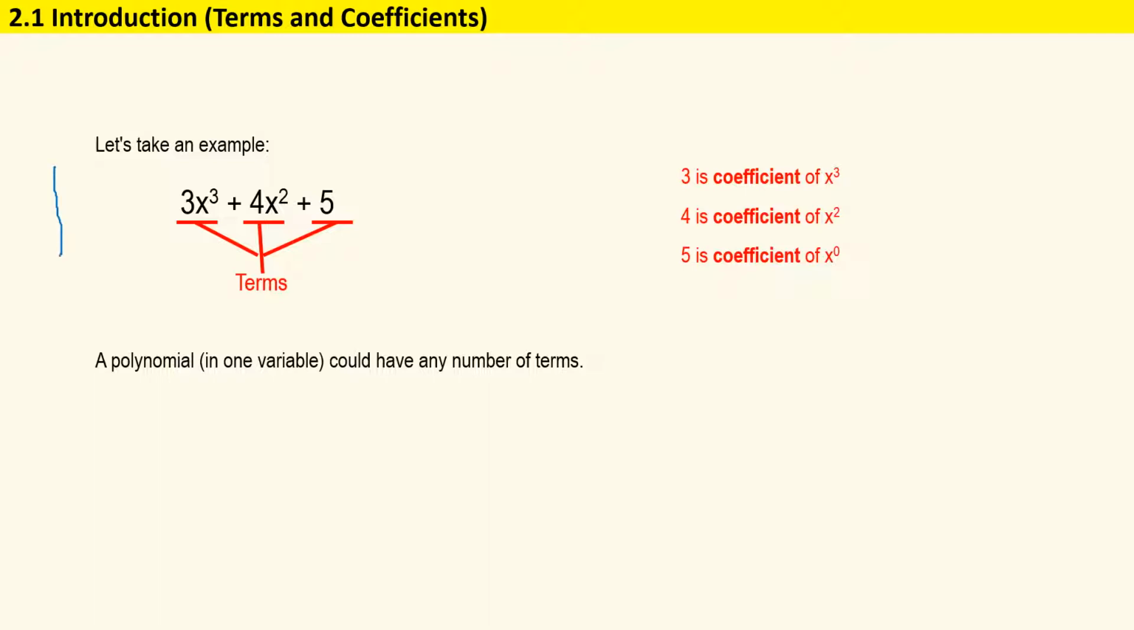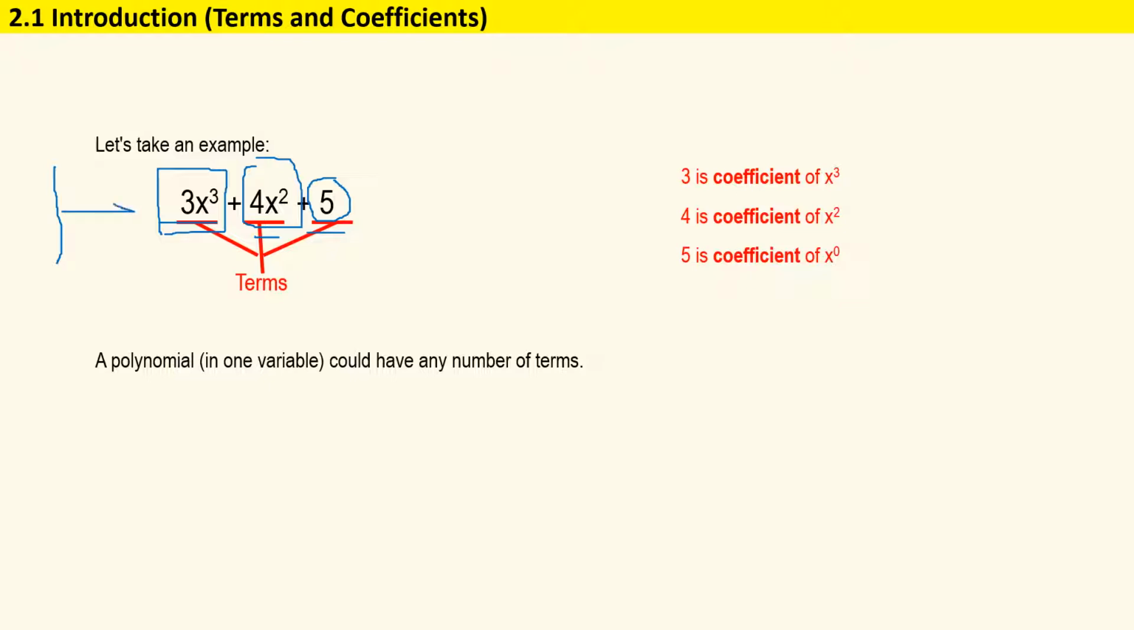Let's take one example of a polynomial. Let it be 3x cube plus 4x square plus 5. In this entire polynomial, items like 3x cube, or let's say 4x square, or 5, each one of them is called a term of the polynomial. So 3x cube is one term, 4x square is another term, and 5 is another term.